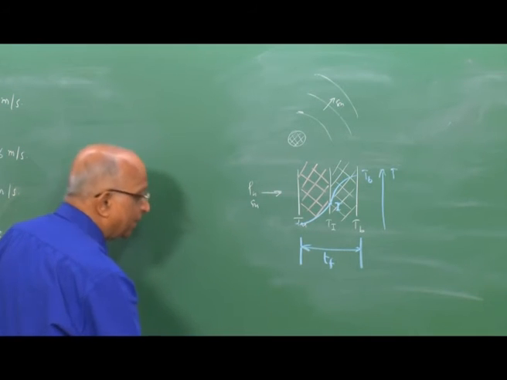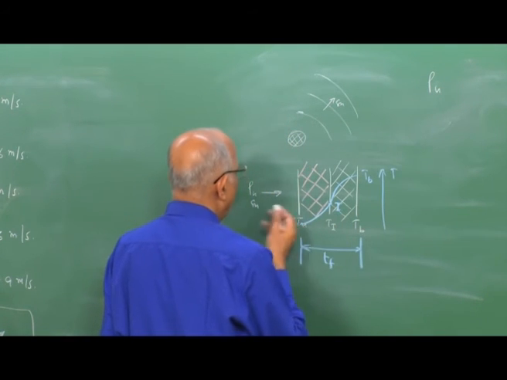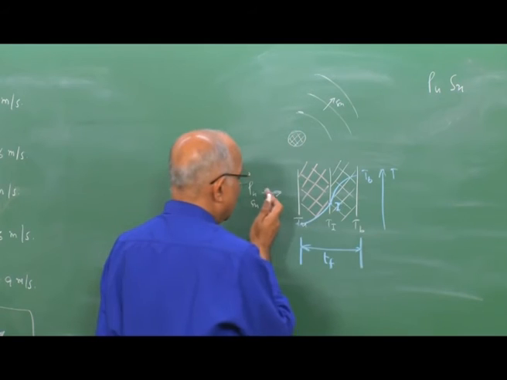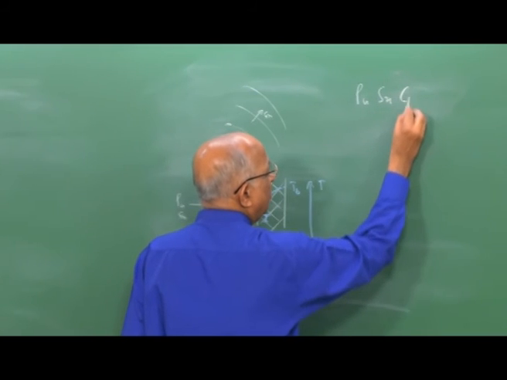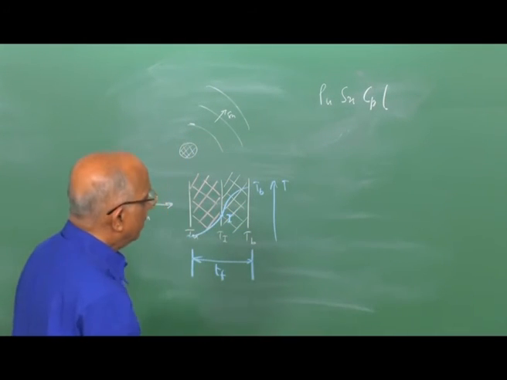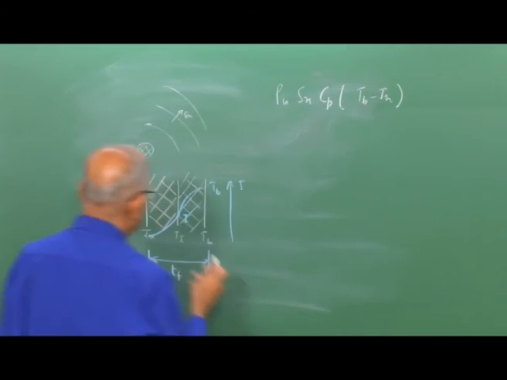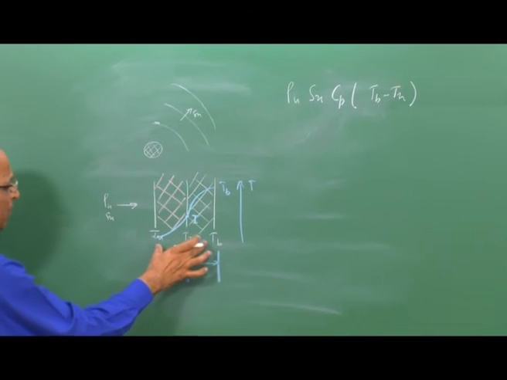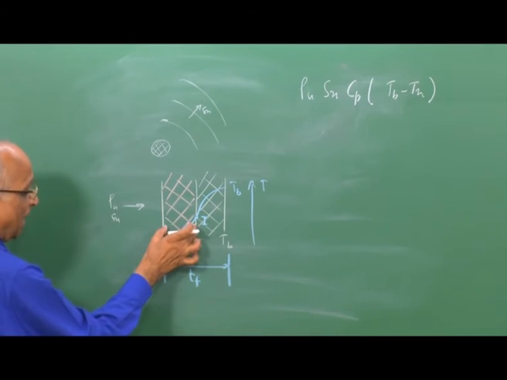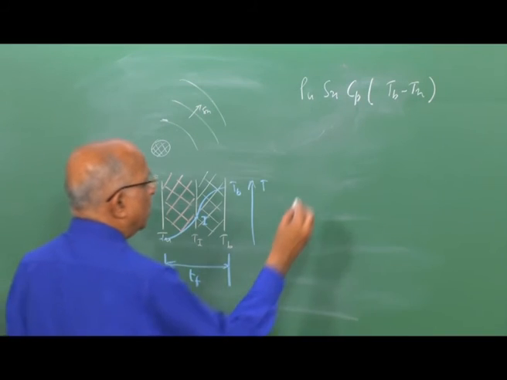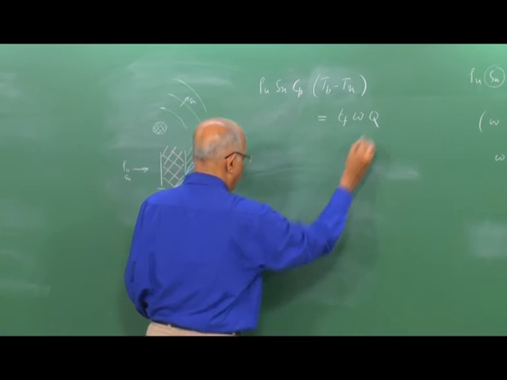I tell myself, the heat transferred, let's put it down here. I have rho u into Su, which is the mass flux which is coming, and I'm interested in the total. Therefore, I have Cp into Tb minus Tu, which is the total. This is the total heat which is being generated, and this heat is what is available here, and therefore the total heat is going to be equal to the heat which is generated, which is equal to Tf into omega into Q.